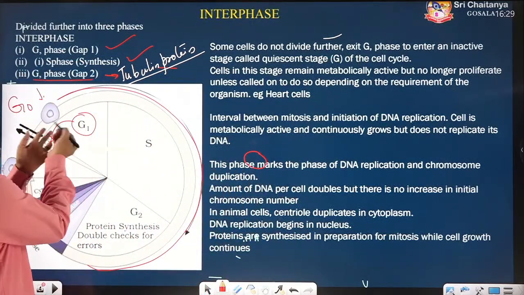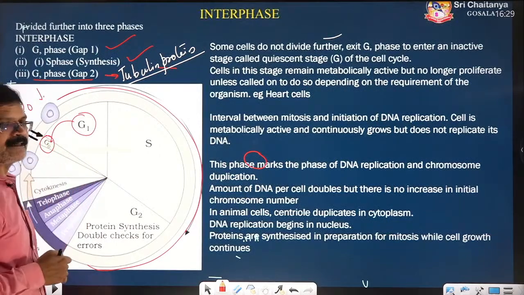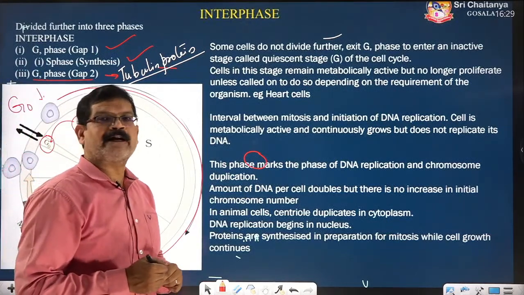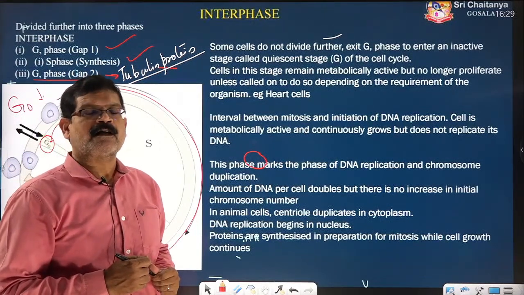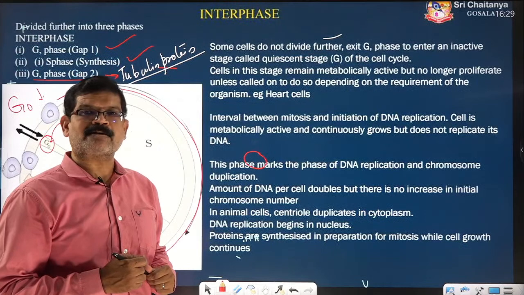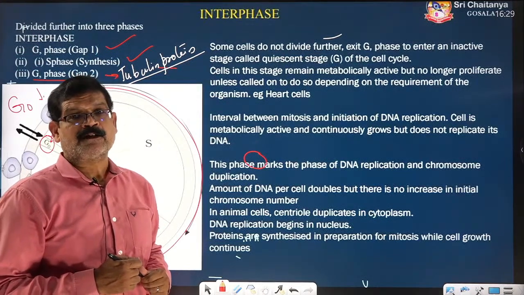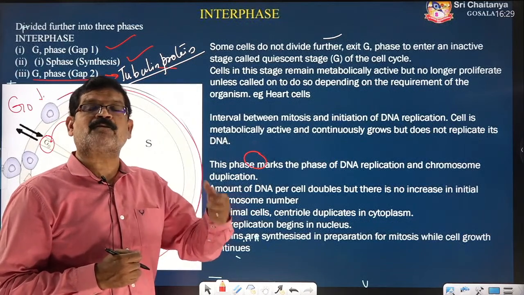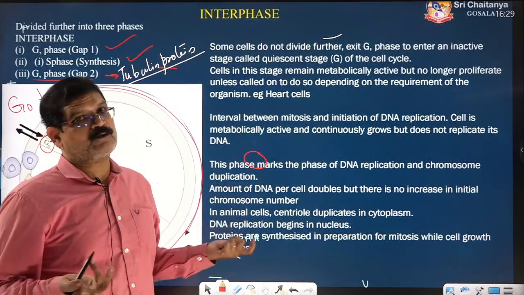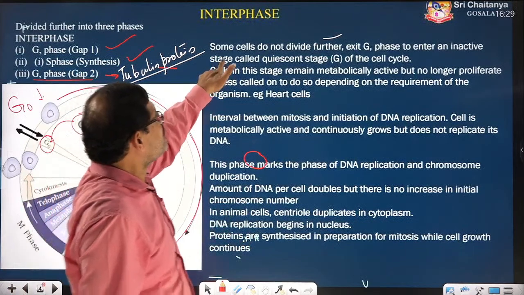That is, it exits to G0, which is called the resting phase, but it is not really resting. It is a metabolically active stage where the cells may sometimes undergo differentiation, generally for a temporary time, or it may lose the function of division. There are so many things that we are going to see here.